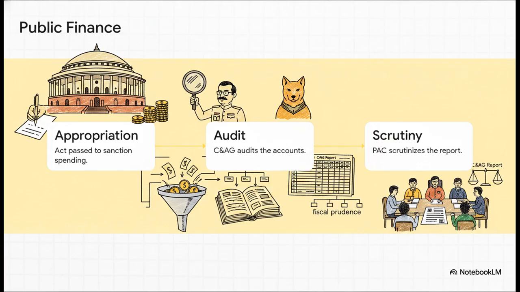Step 3. The CNAG submits this report, and the Public Accounts Committee, which is typically chaired by an opposition member, by the way, scrutinizes it to ensure fiscal prudence. It's really a flawless, self-checking mechanical loop.